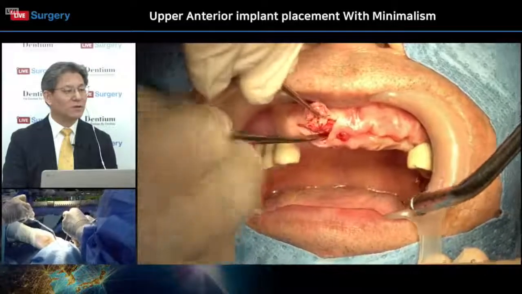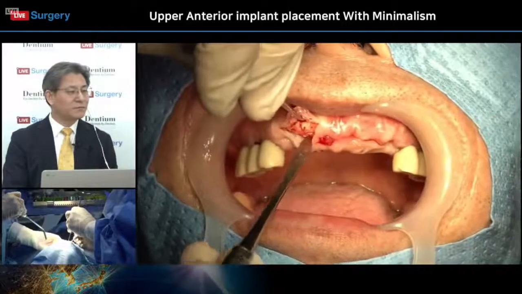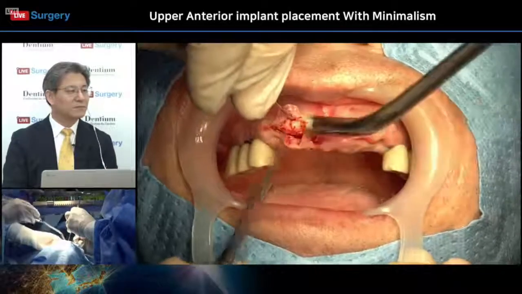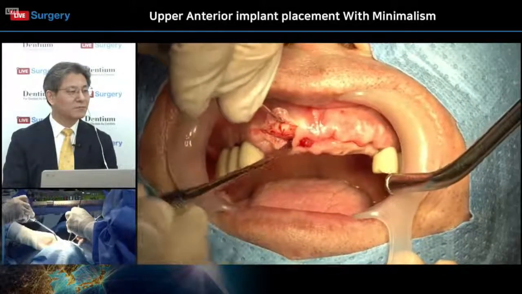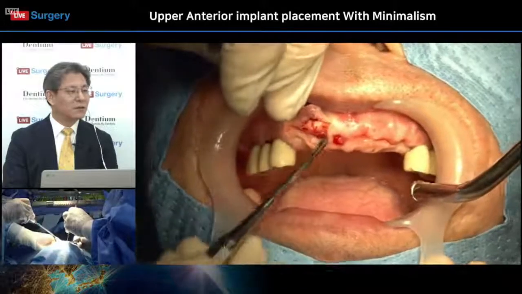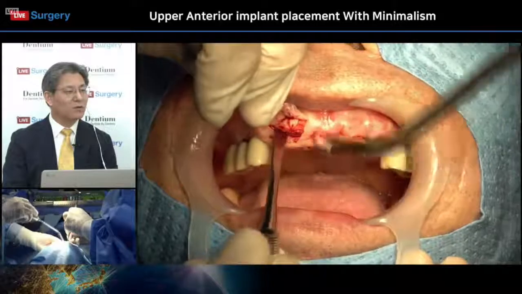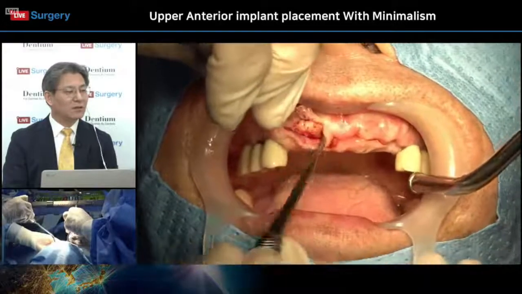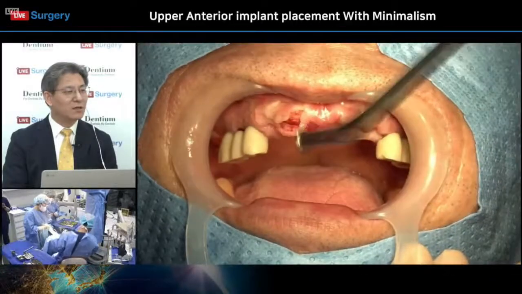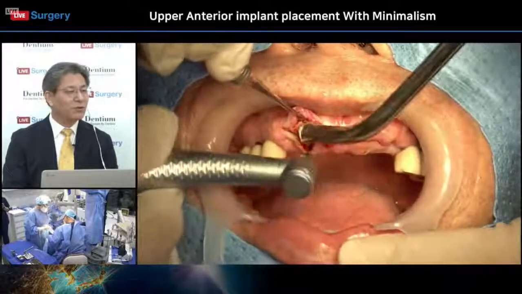The bone is enough. When I evaluate the CT images, the real thickness is much bigger and wider compared to the CT images. So there is a defect. He mentioned the bone quality and quantity. We already evaluated the bone quality and quantity on the CT.